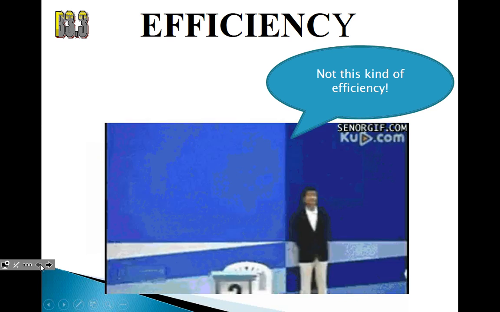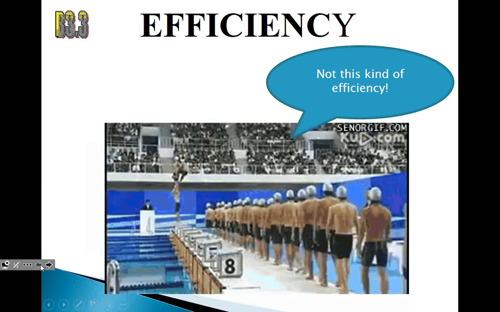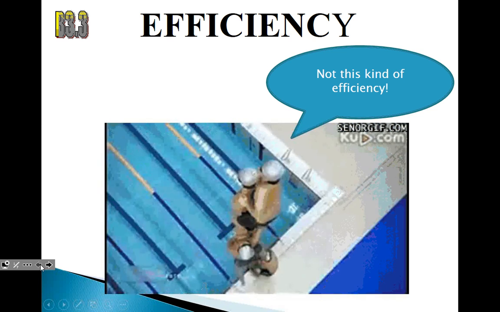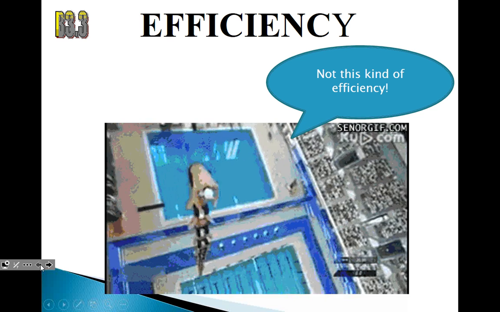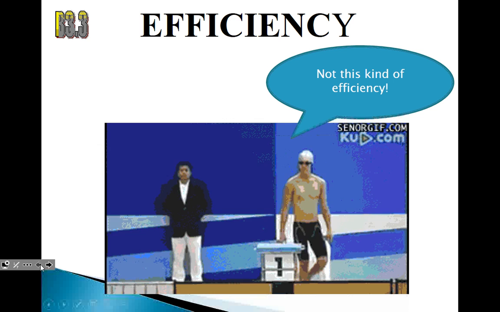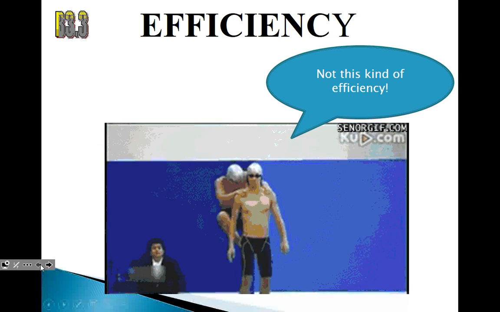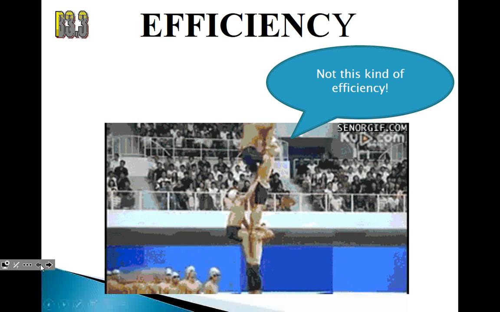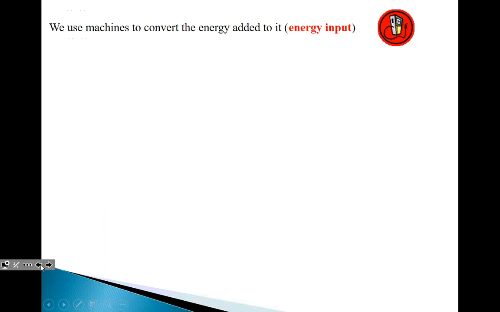We're looking at 3.3 efficiency. And when we're talking about efficiency in terms of physics, we're talking about input and output energy. We're definitely not talking about this example of efficiency. Being efficient is awesome, but we want to be able to calculate the percent efficiency of something. All right, kiddos, let's get started.